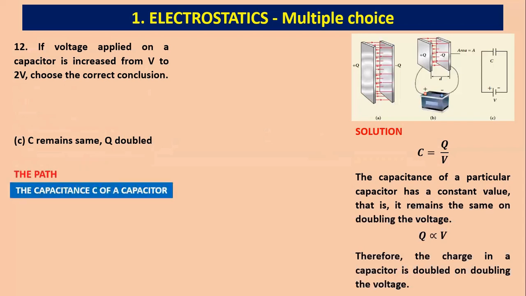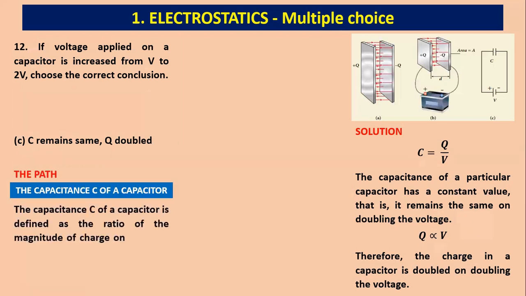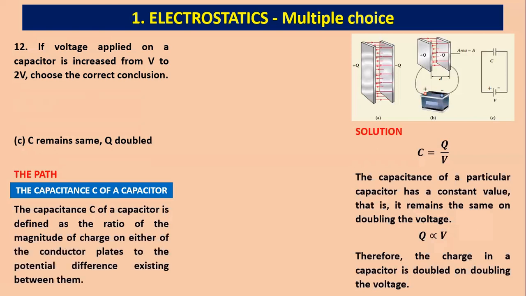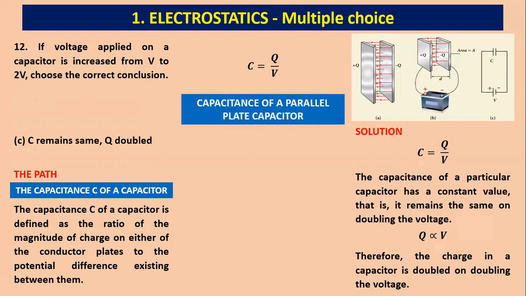Let us define what is the capacitance C of a capacitor. The capacitance C of a capacitor is defined as the ratio of the magnitude of the charge on either of the conductor plates to the potential difference existing between them. So we can write C equals Q upon V. Now, let us find the formula for capacitance of a parallel plate capacitor. This gives you C equals epsilon naught A by d.